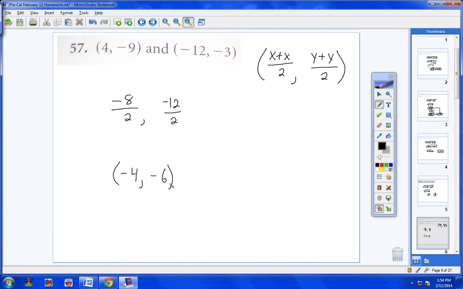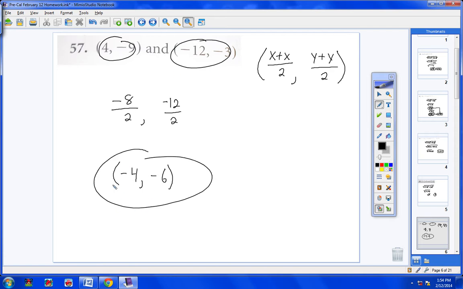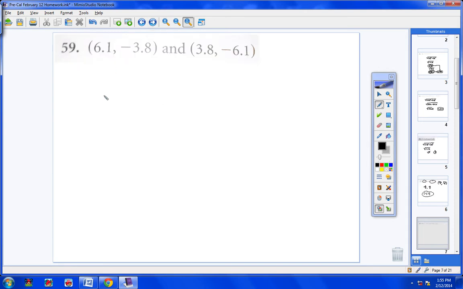Now, if you ever want to check your answer, you can plot all three of those points, this point, this point, and this point, and negative 4 and negative 6 should fall in the middle. Let's take a look at number 59.